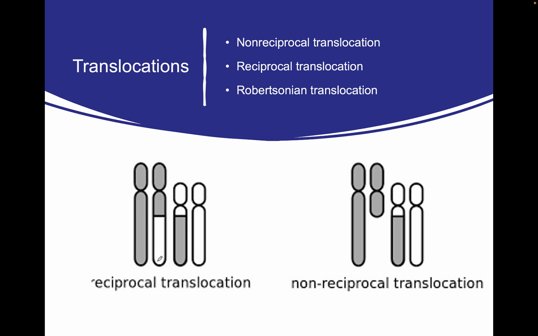Here there are three types that we're going to cover quickly: non-reciprocal translocation, reciprocal translocation, and Robertsonian translocation. In reciprocal translocation, there is a two-way exchange of segments between the chromosomes. In non-reciprocal translocation, the genetic material moves from one chromosome to another without any reciprocal change. So there was no reciprocal exchange between the two.